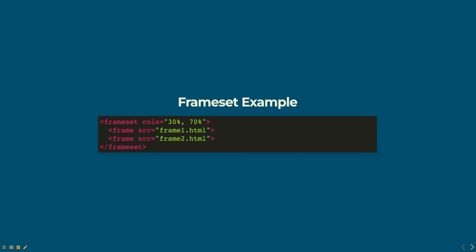It is also possible to use the rows attribute instead of the cols attribute to create rows of frames. Frames had several drawbacks, such as difficulty in bookmarking, poor accessibility, and poor SEO. Furthermore, modern web development practices recommend using CSS and JavaScript to create dynamic layouts rather than using frames. Therefore, it's not recommended to use frames in modern web development.